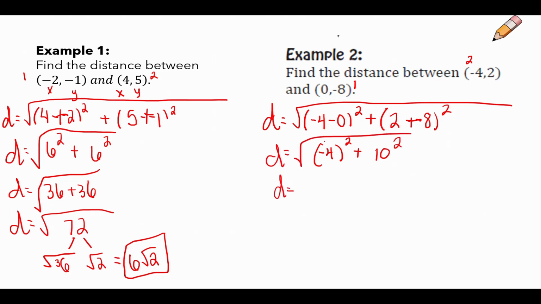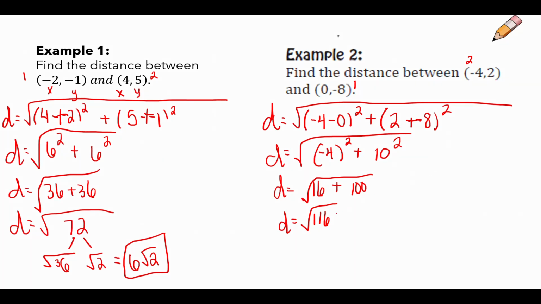Negative 4 squared. We want to make sure to keep the parentheses because we don't want to have any negatives under the radical sign. So negative 4 squared is a positive 16, plus 10 squared is 100. We're left with breaking down the radical, the square root of 116.